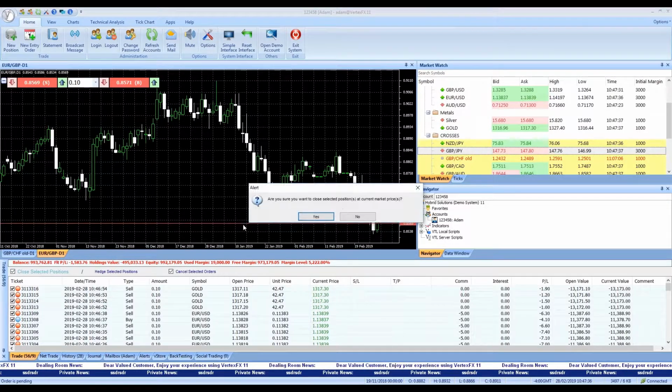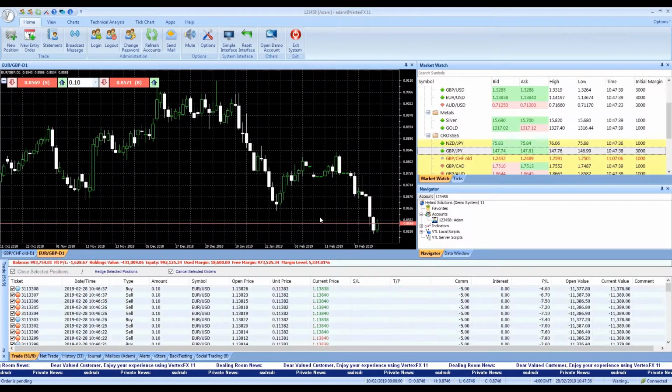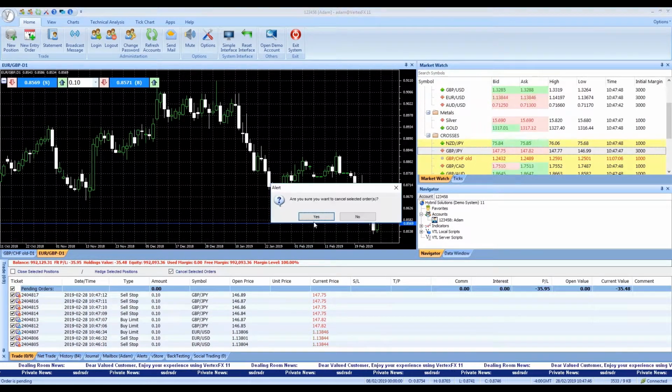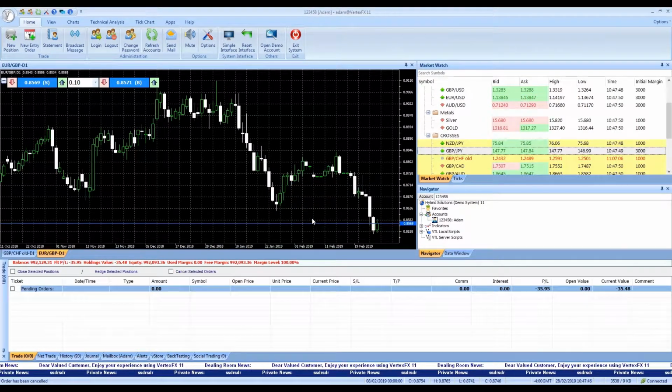Using a few clicks, you can close multiple or all positions and cancel limits and stops quickly, enabling you to exit the market at a glance without any hassle to close or cancel them one by one.